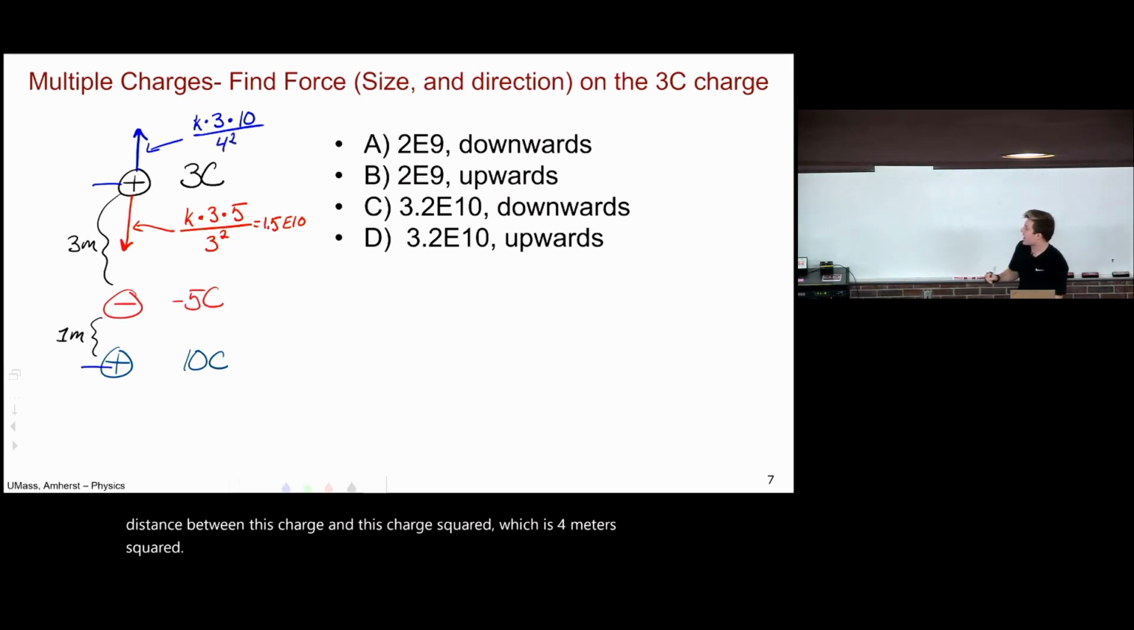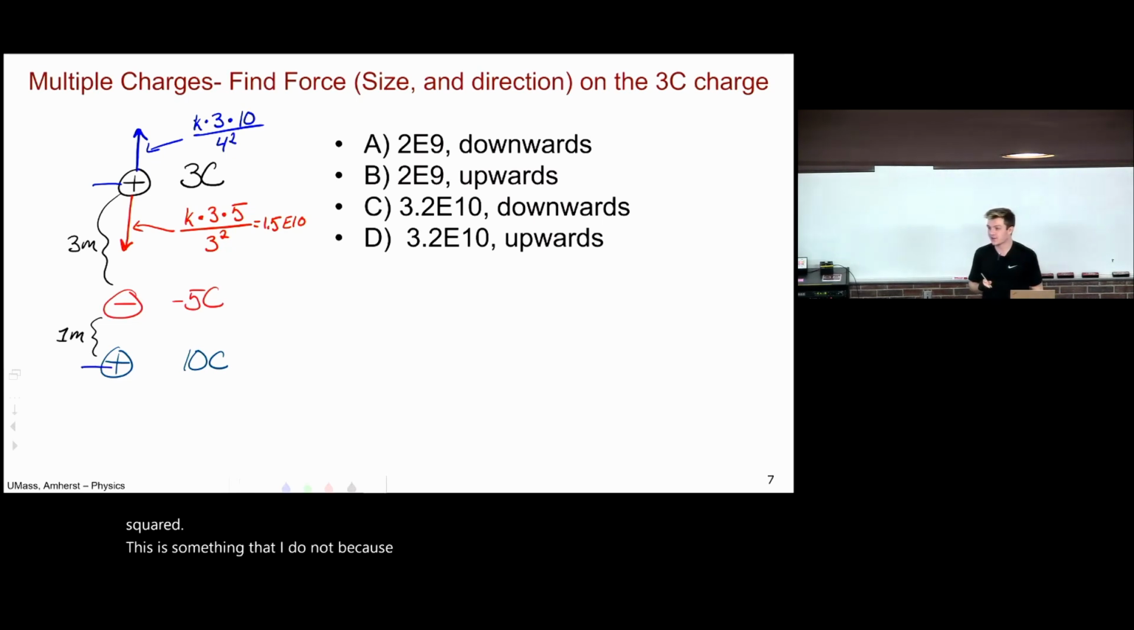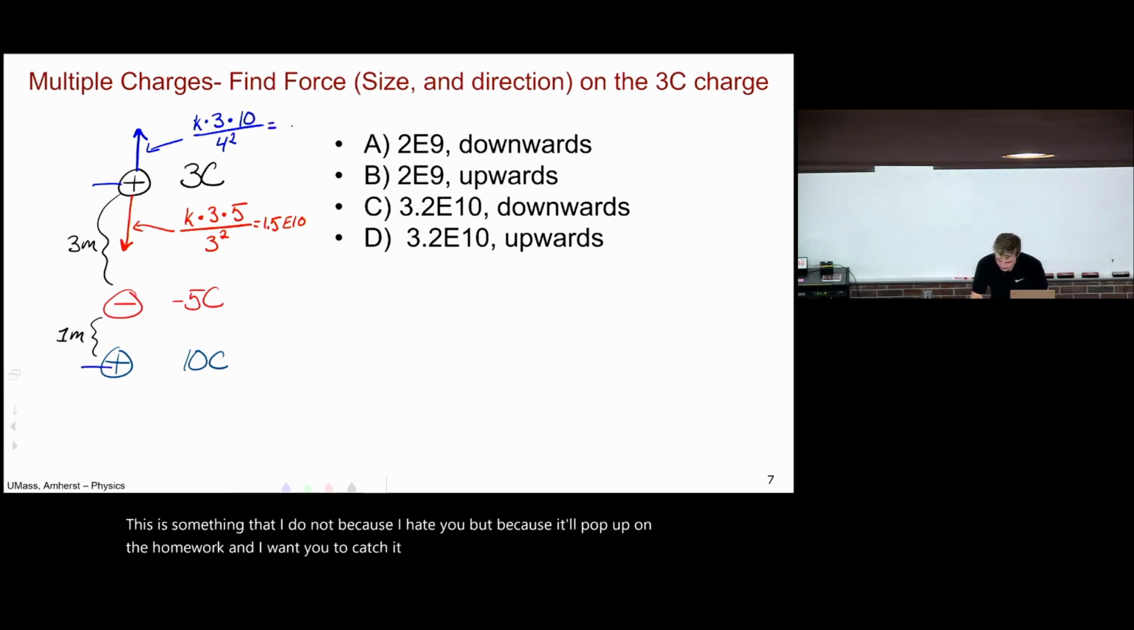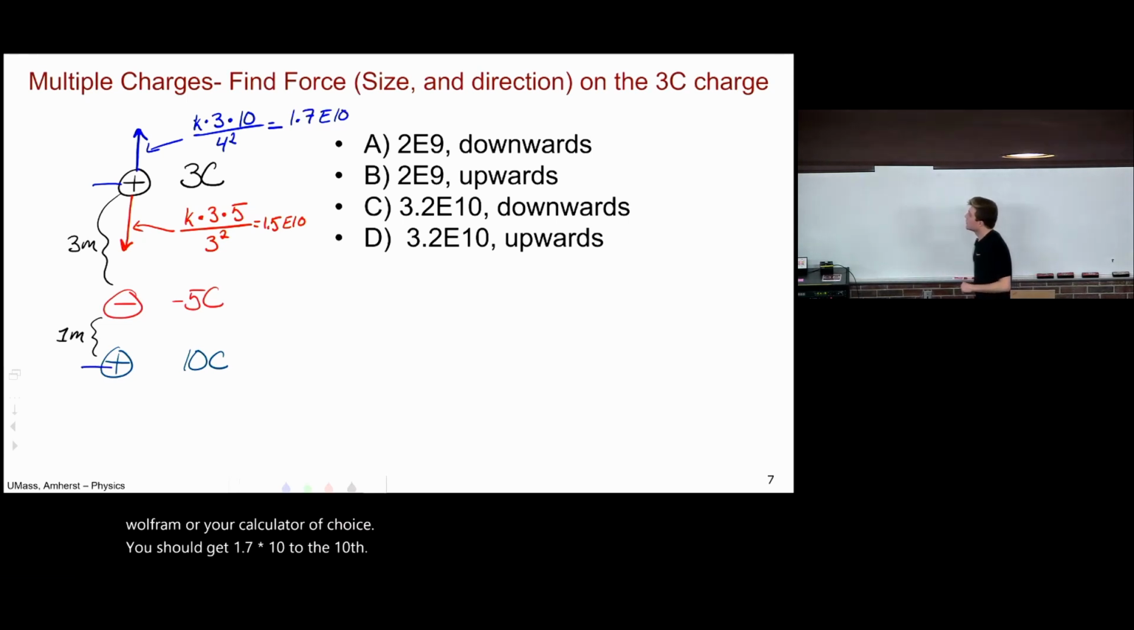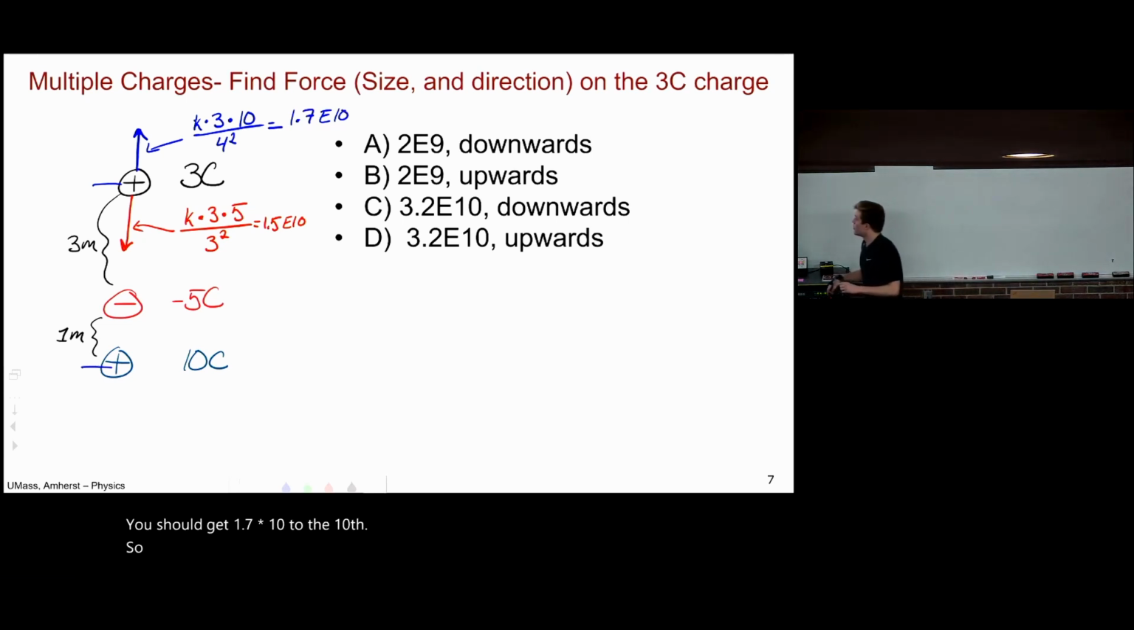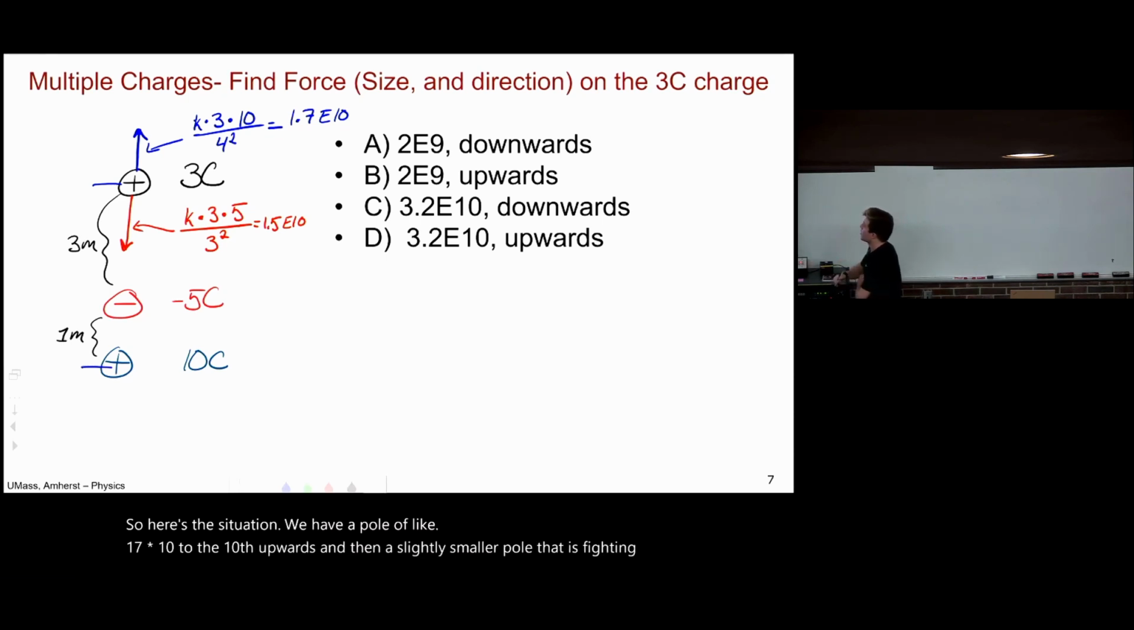This is something that I do not because I hate you, but because it'll pop up on the homework, and I want you to catch it now. If you punch this into Wolfram or your calculator of choice, you should get 1.7 times 10 to the 10th. Okay, so here's the situation. We have a pull of 1.7 times 10 to the 10th upwards, and then a slightly smaller pull that is fighting it, 1.5.